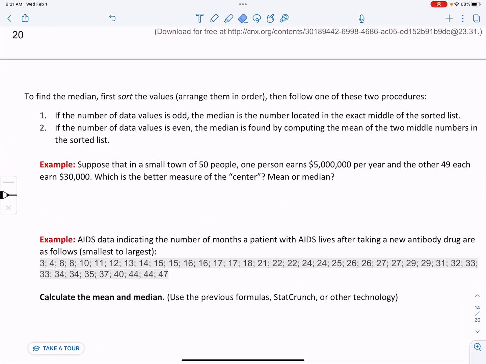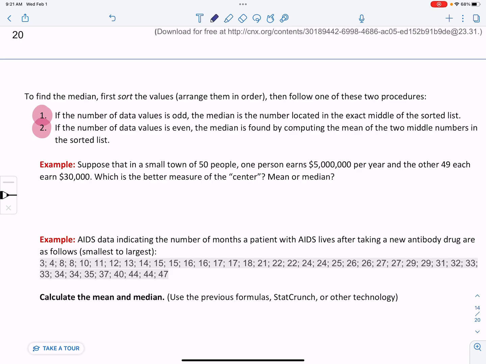We talked about this as well when we initially talked about the median. Here's a little reminder for you. If your string of data has an odd number of elements, you find the median in the exact middle. If the number of data values is even, you're going to end up with two middle numbers, so you average them.